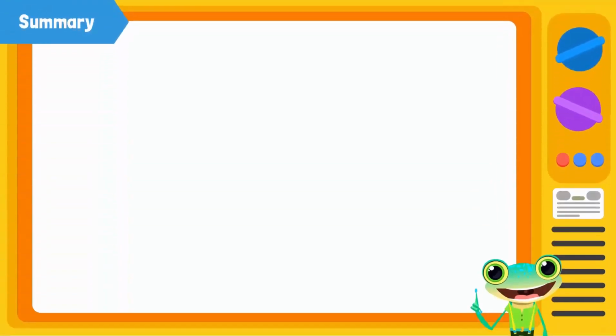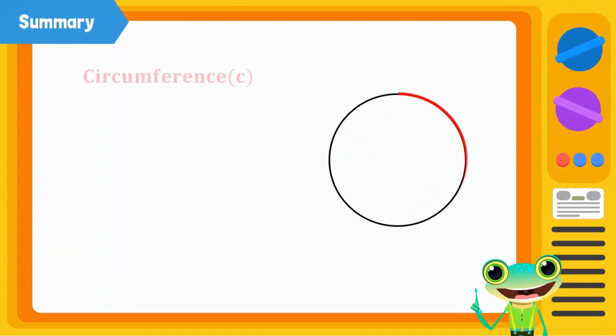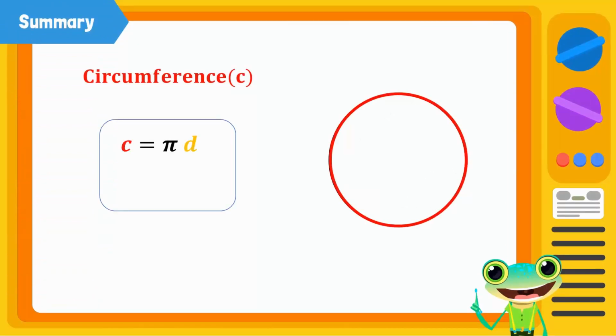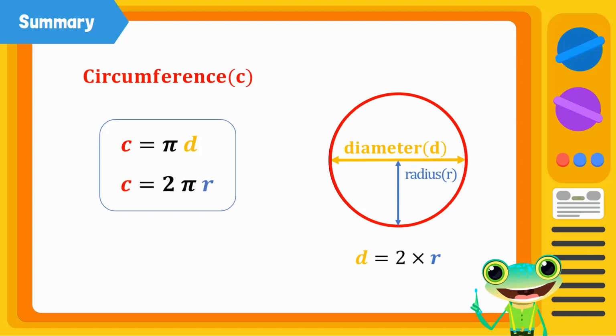Let's summarize. To calculate the length of the circumference of a circle, we use the formula C is equal to pi d, where d is the diameter of the circle. Since the diameter is equal to 2 times the radius, this formula can also be written as C is equal to 2 pi r. This means that we can find the circumference of a circle if we are given either its diameter or its radius.